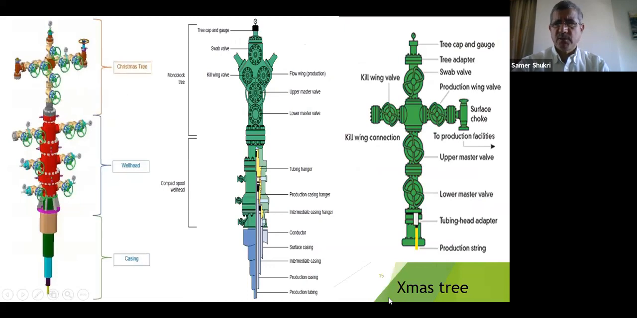We have the Christmas tree also. This is a conventional Christmas tree, we call it. This is compact. You see it, one piece. This is one piece, we call it. And this is the wellhead from the swab valve top till the different casing strings that were run in the hole. This is the wellhead. We call it all wellhead, from here to the Christmas tree.